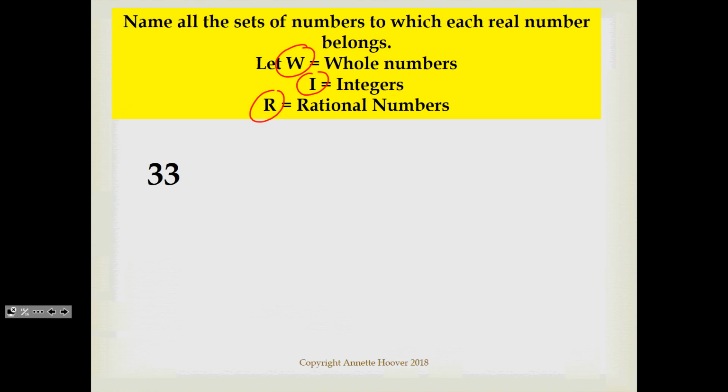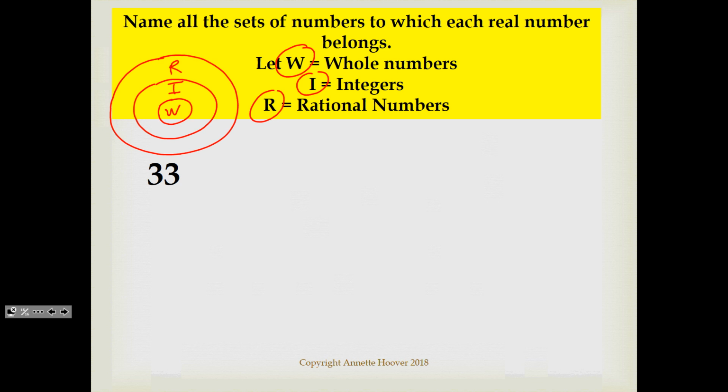So 33, I know that that is a whole number. I'm going to write my thing here. Here's our whole numbers. Here's our integers. Here's our rational numbers. So since 33 is a whole number, I work my way out. I also know that it is an integer and a rational number.